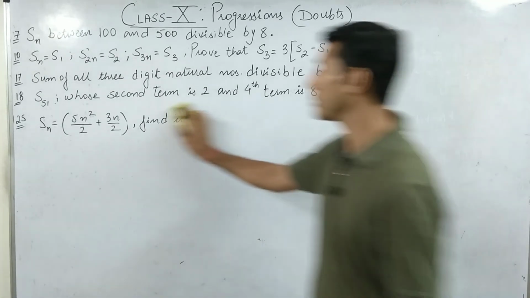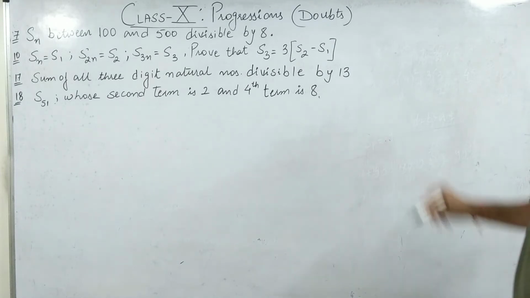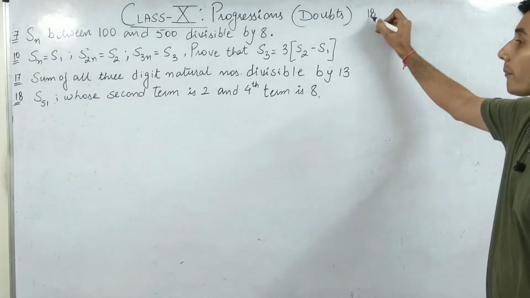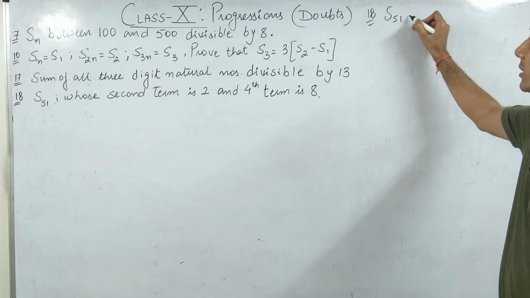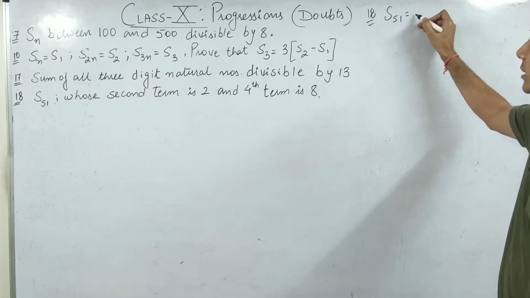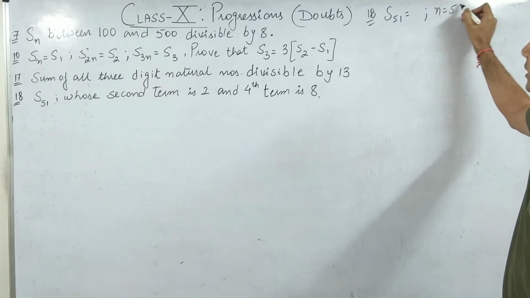Now, question number 25 is gone. So let's start with question number 18 now. Question number 18 says you need to find S51. Okay, S51, that means we have to find this. So the value of n here is 51.